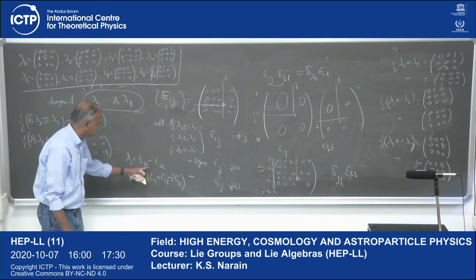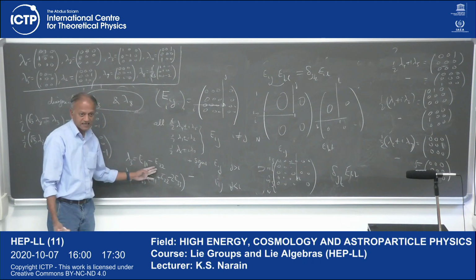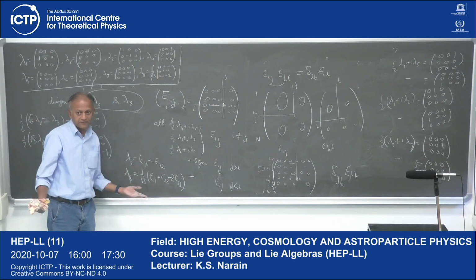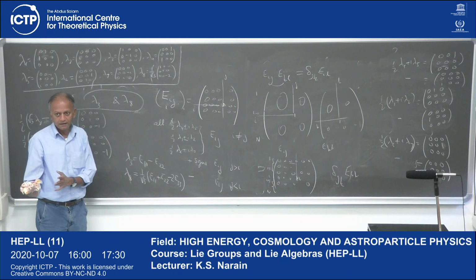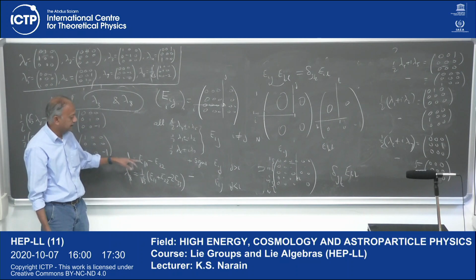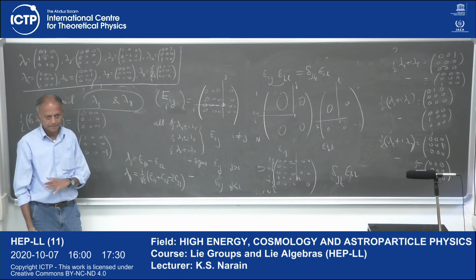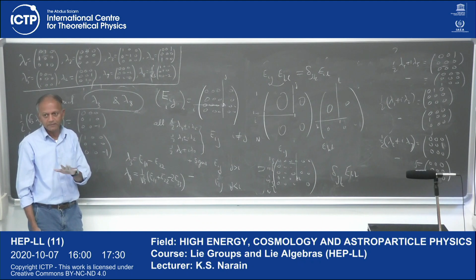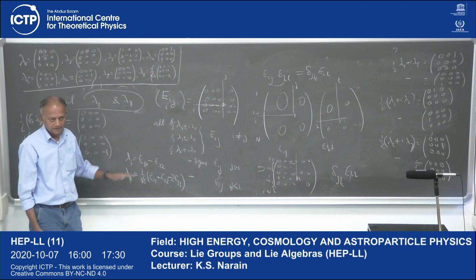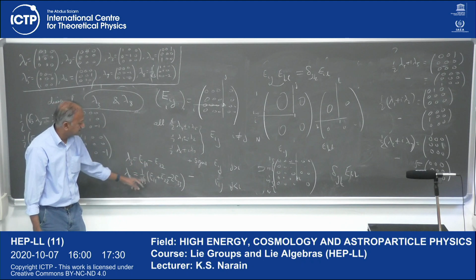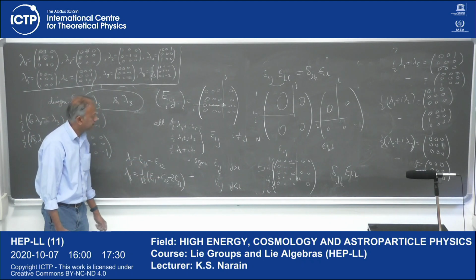These combinations are coming because we have a tracelessness condition. If we didn't have the tracelessness condition, if we were doing U3, then there would be all independent E11, E22, and E33. So in U3, the Cartan would be 3-dimensional. But for SU3, the traceless condition is giving you that.